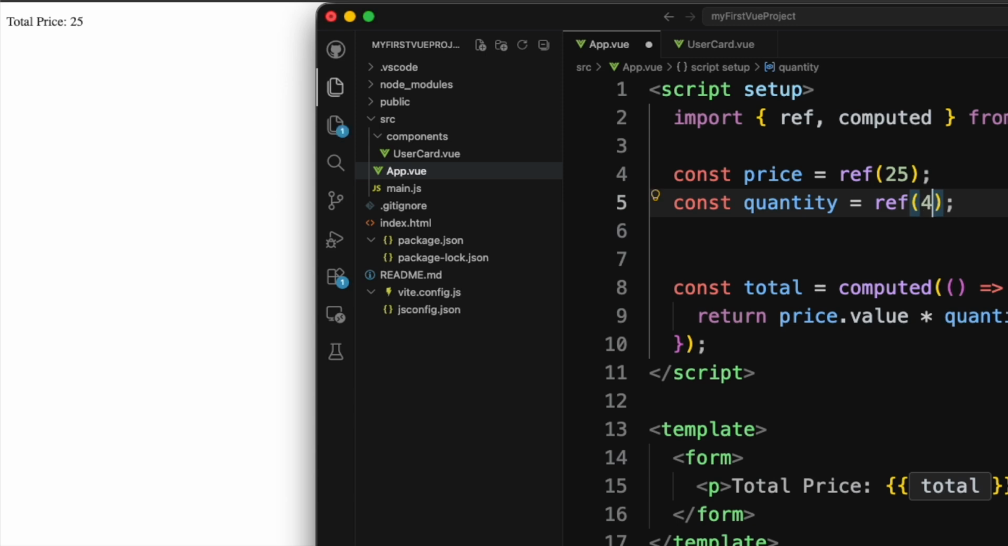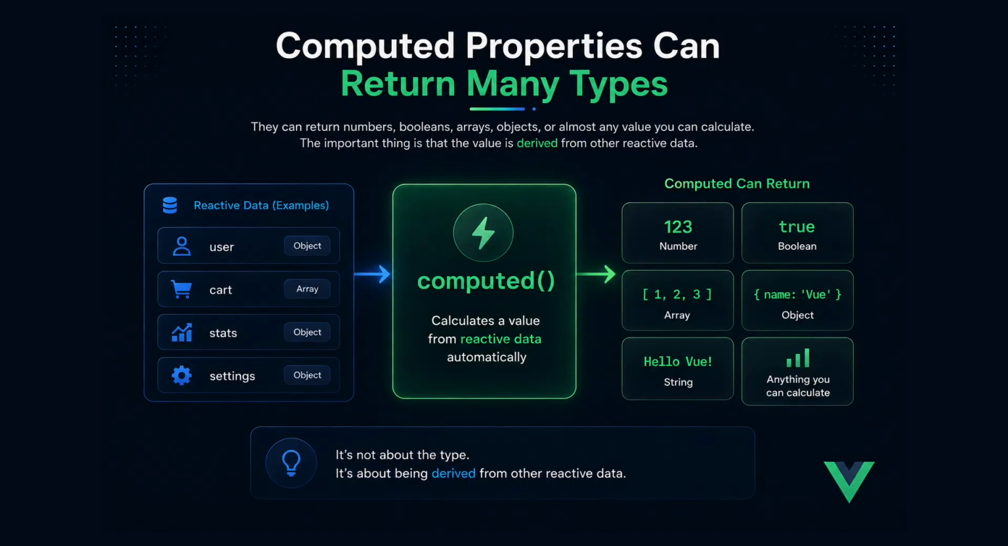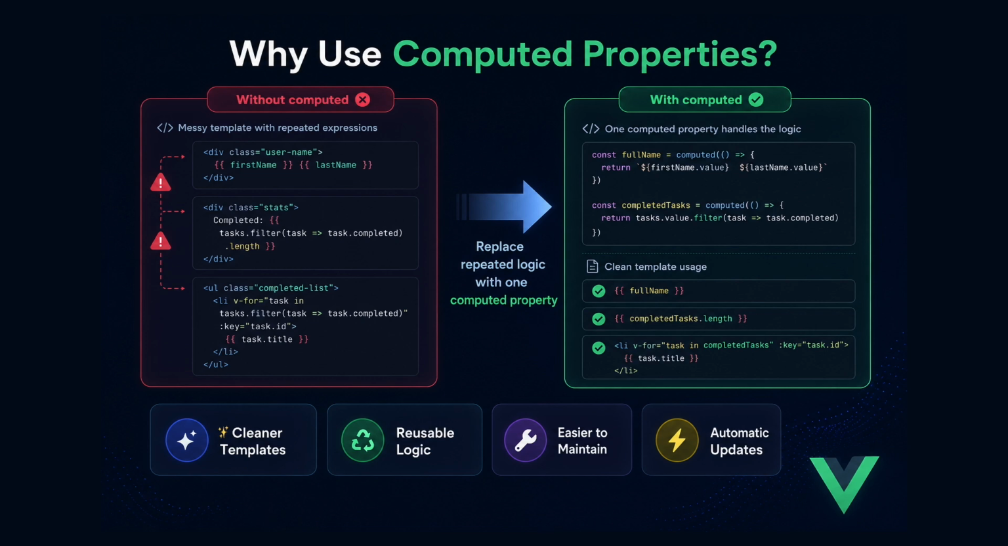Whenever either the price or the quantity changes, Vue automatically updates the total. Computed properties aren't limited to strings. They can return numbers, booleans, arrays, objects, or almost any value you can calculate. The important thing is that the value is derived from other reactive data. So why use computed properties?